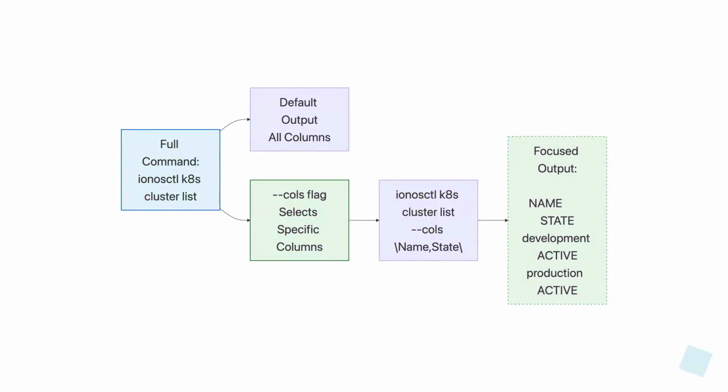Oh, you're going to love this then. Use the --cols flag to specify exactly which columns you want. For example, ionosctl k8s cluster list --cols name,state will show you just those two columns. And here's a pro tip. If you're piping output to another command, use --no-headers to skip the column titles altogether.